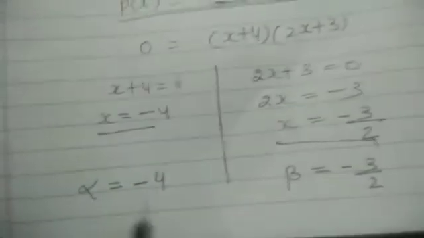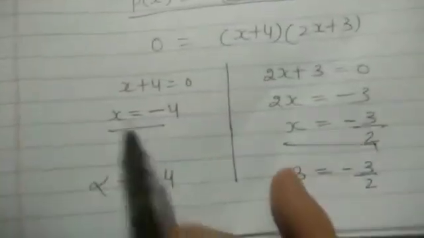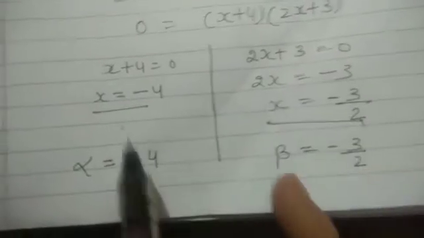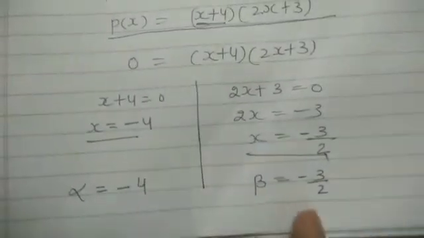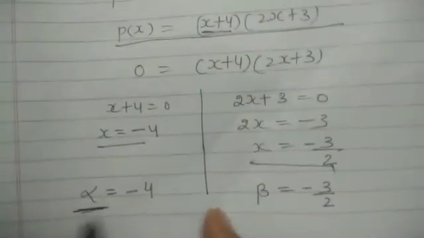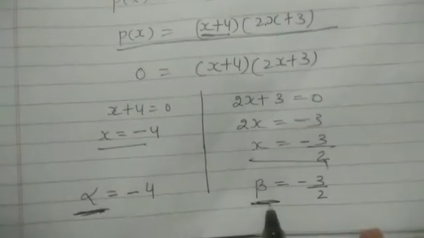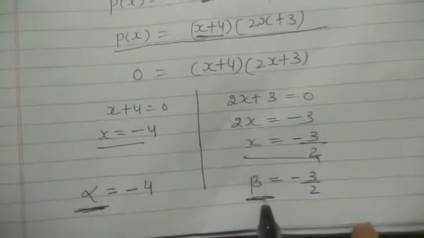Now we will take one zero as alpha and another as beta. You can also take this as alpha and this as beta. There is no restriction on this. So I am taking alpha equal to minus 4 and beta equal to minus 3 by 2. Now we will verify the relationship between alpha and beta and the coefficients a, b and c.